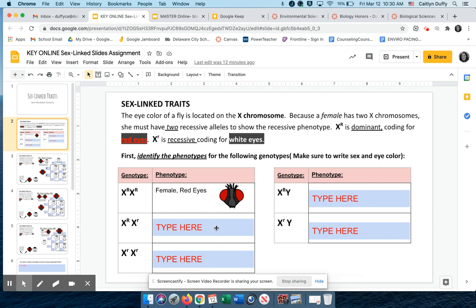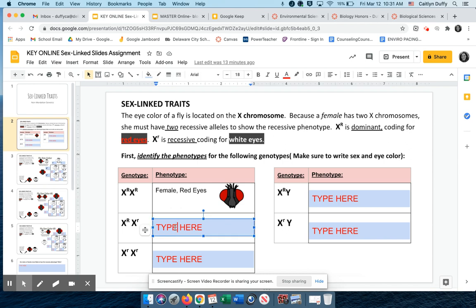I do want to teach you a trick on superscripts because I know a lot of you have asked in the past, hey, do I have to make that big R above the X? I would prefer that you do because I think it's going to help with your clarity when you are looking over this later on. So all of these XX are going to be female. Let's start just by identifying if these genotypes are female or male. So XX, we've got female. XX, we've got female again.